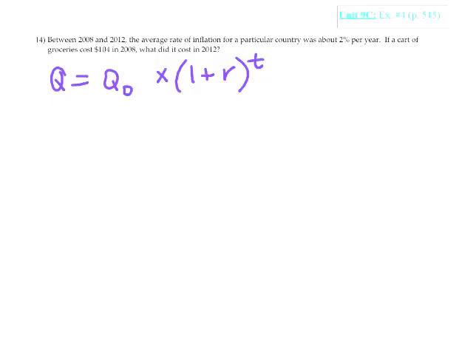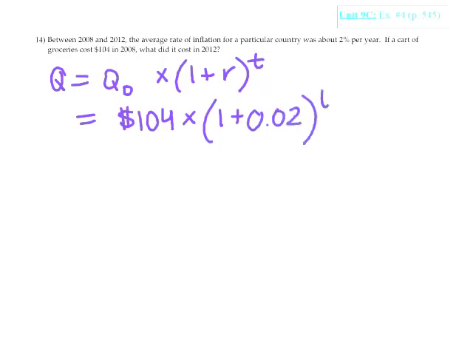And we're going to substitute what we know. So Q0 is going to be the initial grocery cost in 2008. So that was $104 times 1 plus our rate. We're told that the average rate of inflation was about 2% per year, so that's 0.02 in decimal format, to the power of t. And t here is going to be the years between 2012 and 2008. So t will equal 4.